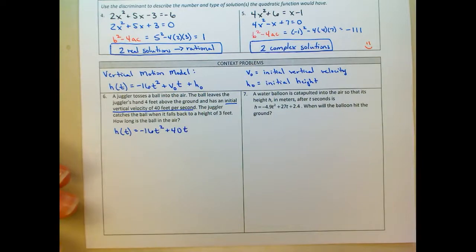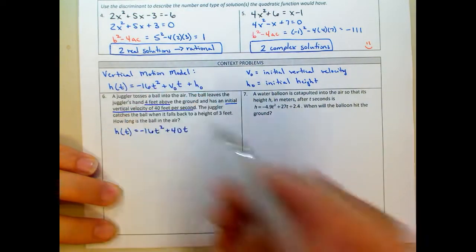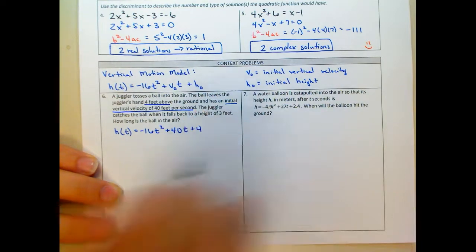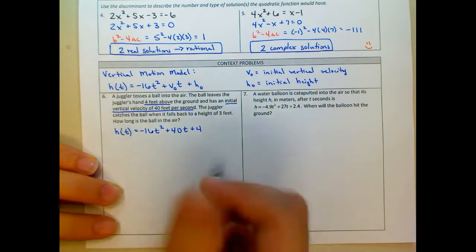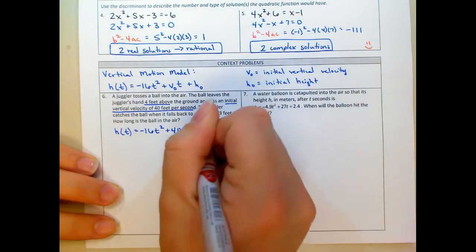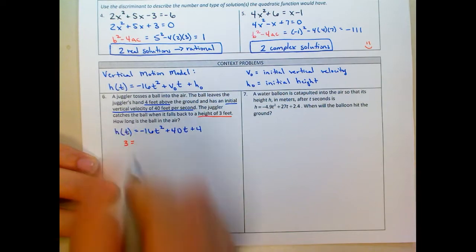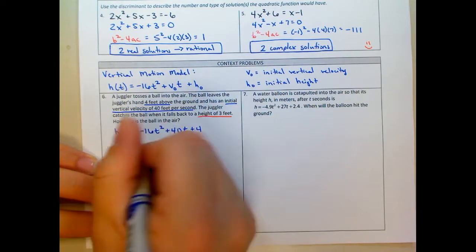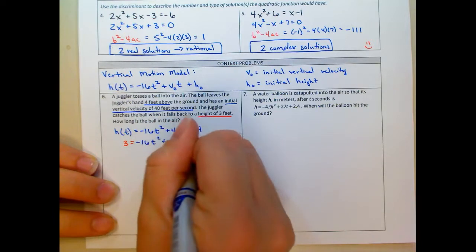And then we're going to have our initial height, which in this case is leaving his hand at 4 feet above the ground, which makes that a positive 4. We want to know how long the ball is in the air, so what we now need to know is our ending height. In this case, our ending height is 3 feet. So we have a height of 3 feet where it's ending, which is going to be this height right here. This 3 equals negative 16t squared plus 40t plus 4.